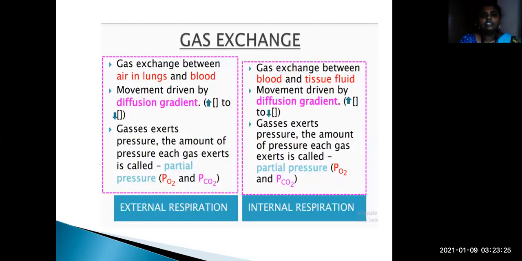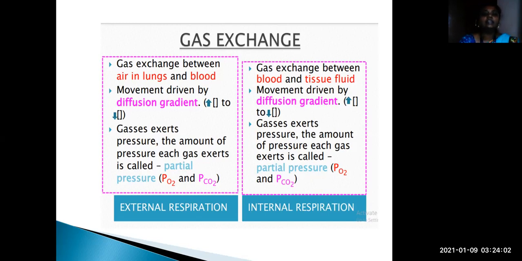This is the difference between external respiration and internal respiration. Gas exchange between air in the lungs and the blood is what we call external respiration. Internal respiration means gas exchange between blood and the tissue fluid. The second point is that movement is driven by a diffusion gradient, from the region of higher molecules to the region of lower molecules. The same thing applies to internal respiration also: movement driven by a diffusion gradient only.